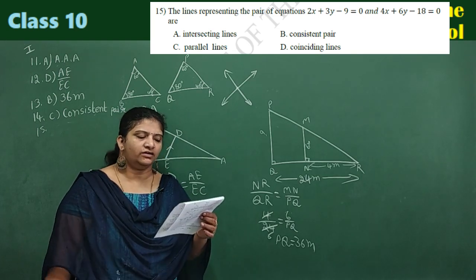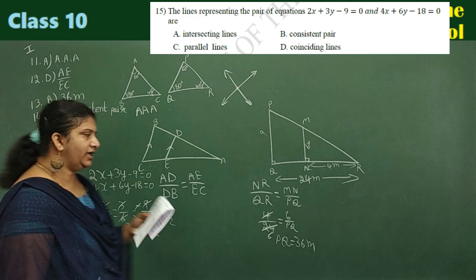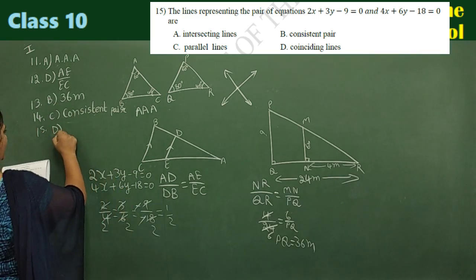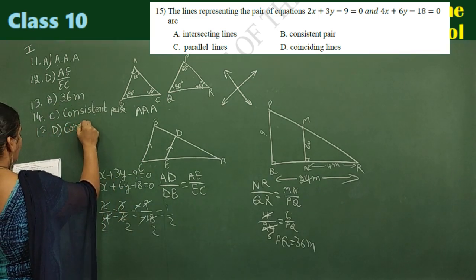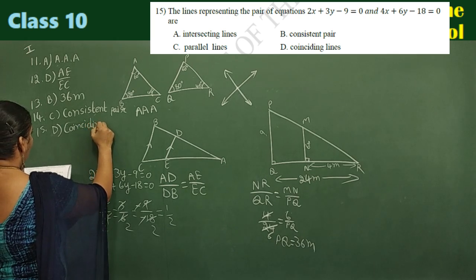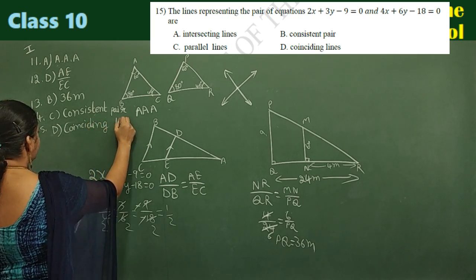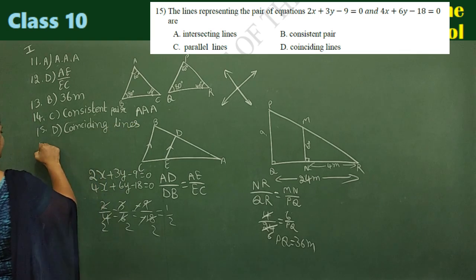Check for the answer. It is your option D. Option D, coinciding lines.